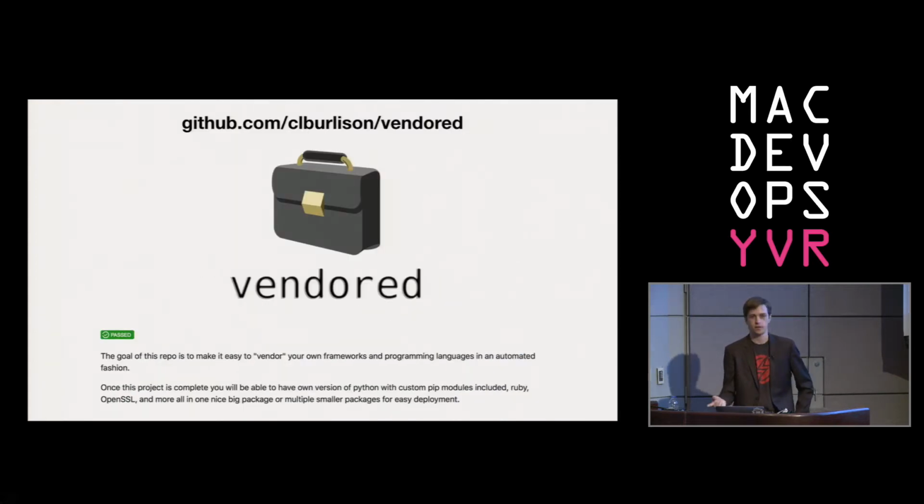But there are people who work on similar ideas. Clayton is back there. He wrote a project called Vendored. The idea here is exactly that. It's a set of scripts to be able to compile Python, I think Ruby, and OpenSSL. It will also install PyObjC, and actually a much newer version than what Apple includes.